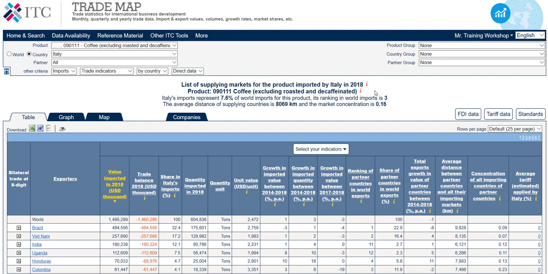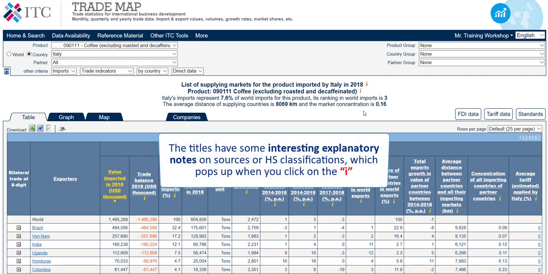Note also the subtitle in smaller font that identifies the situation of the Italian market within the global market for the product code. Specifically, it states that Italy is importer number 3 in the world, with a share of 7.6% of total imports. This kind of subtitle is available in all country-level analyses in TradeMap. Often the titles have some interesting explanatory notes on sources or HS classifications, which pop up when you click on the eye.